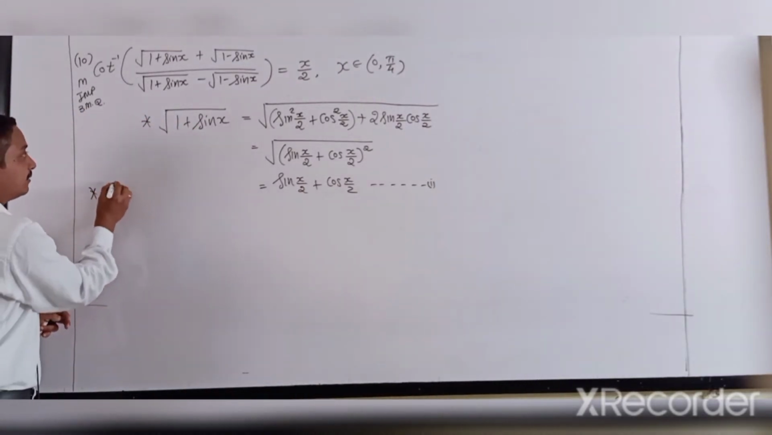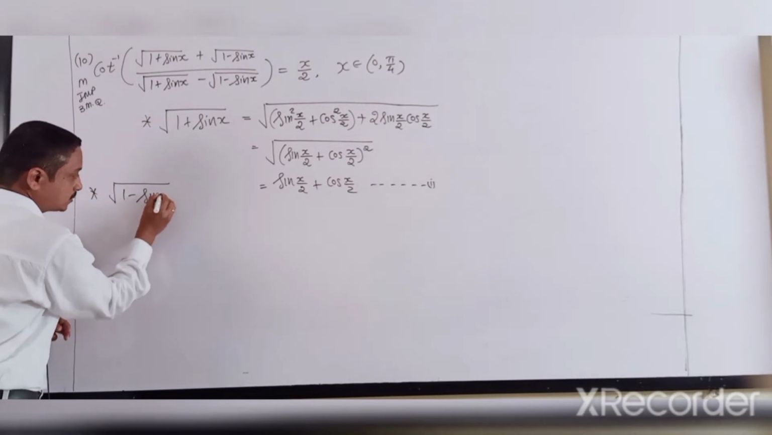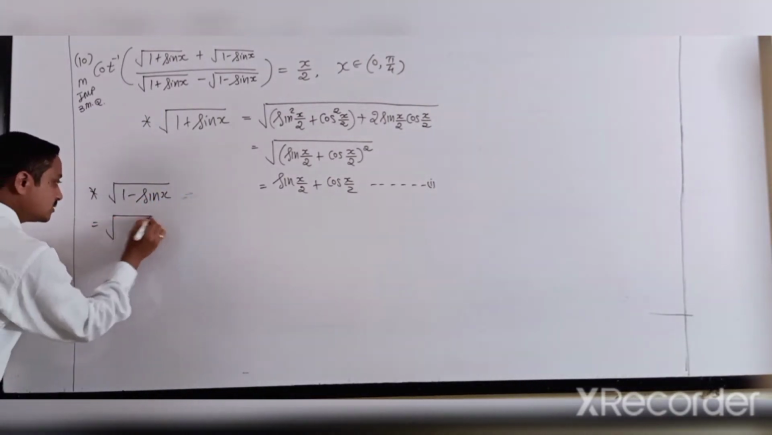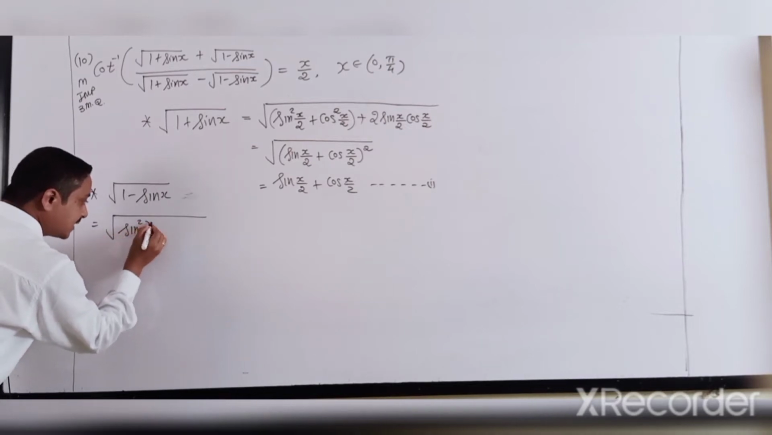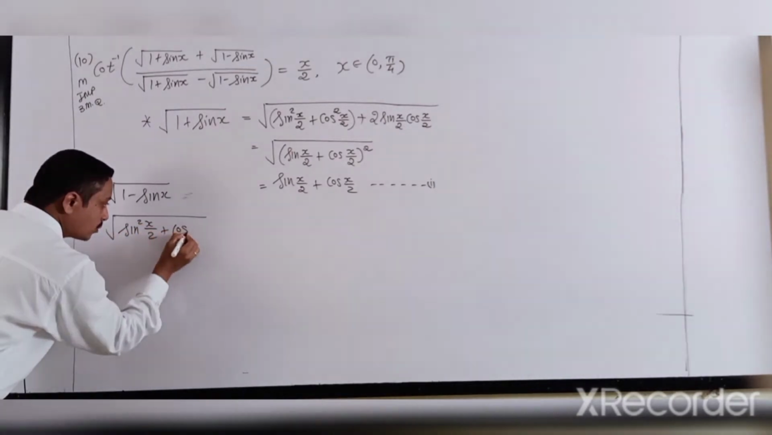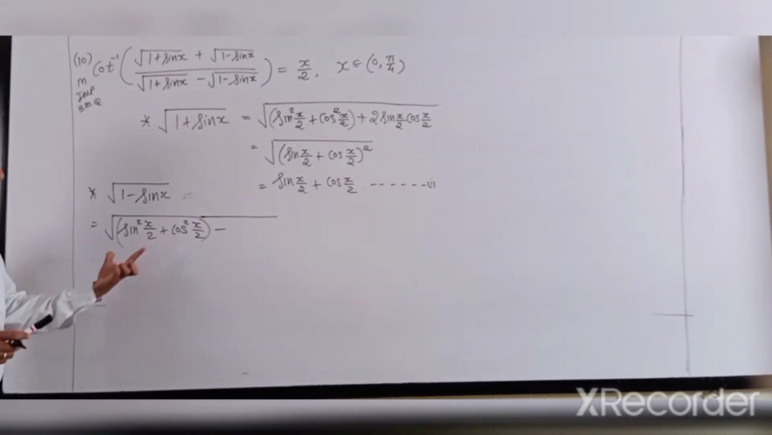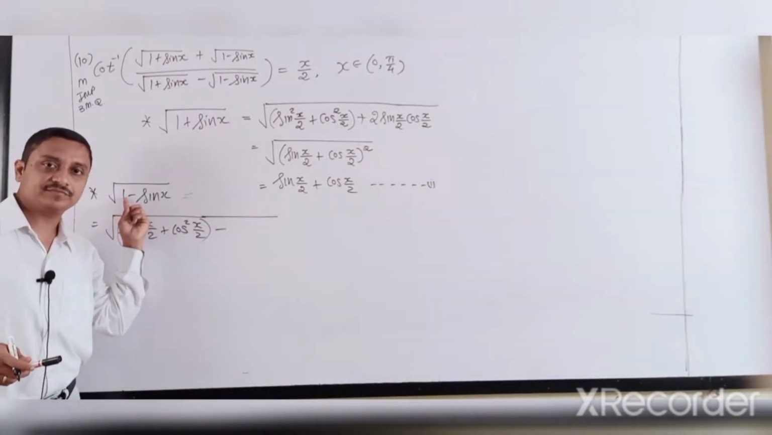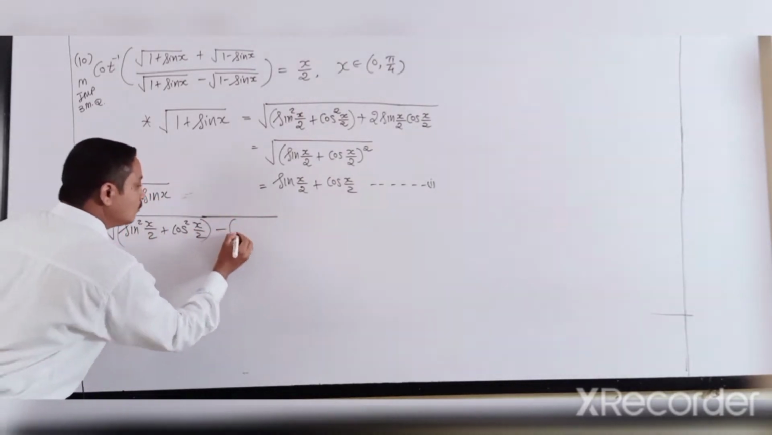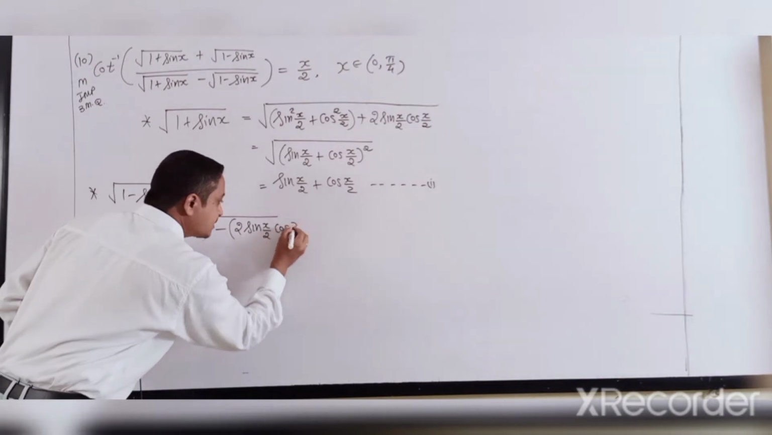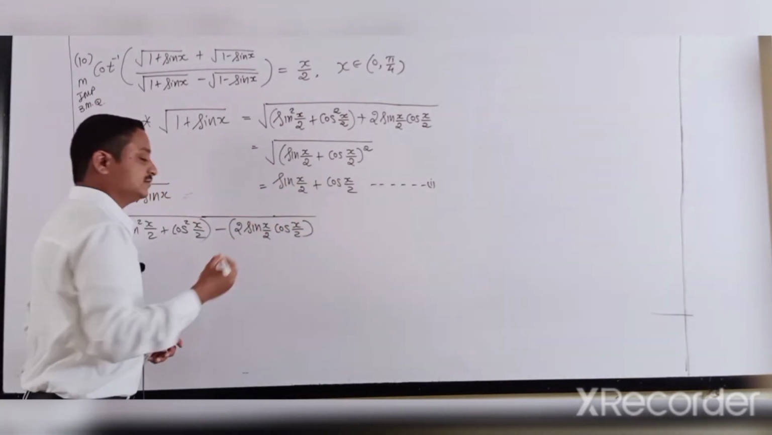Now look at the second case. This is not easy. The second case I derive similarly: sin square x by 2 plus cos square x by 2 minus. This indicates, students, only one. Here 2 sin x by 2 cos x by 2 as it is.